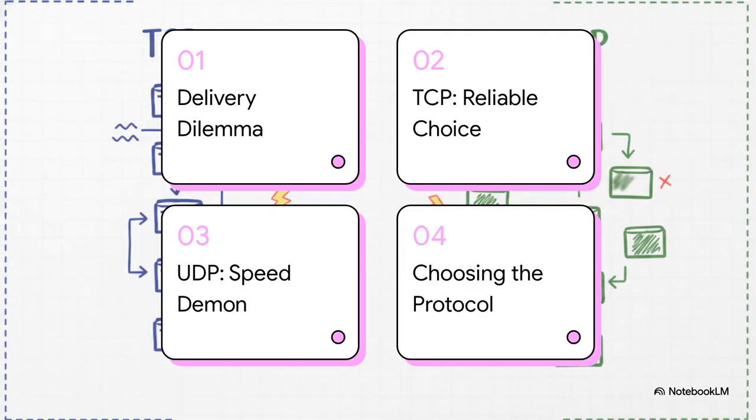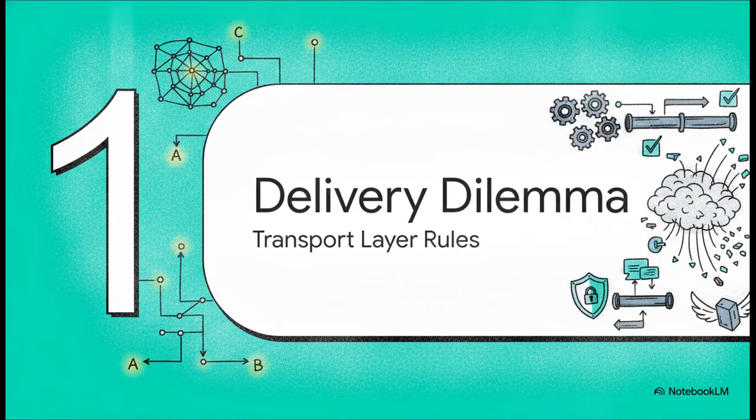Okay, let's dive into this tale of two protocols. Here's our agenda. Number 1. The data delivery dilemma. 2. TCP, the reliable choice. 3. UDP, the speed demon. And finally 4. Choosing the right protocol.